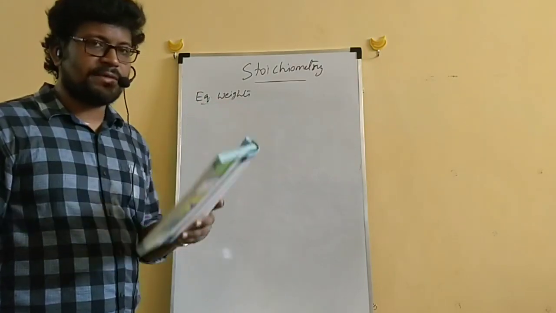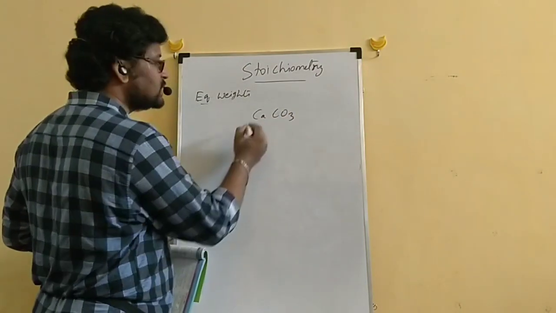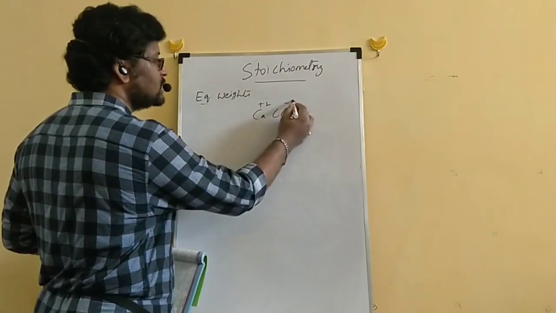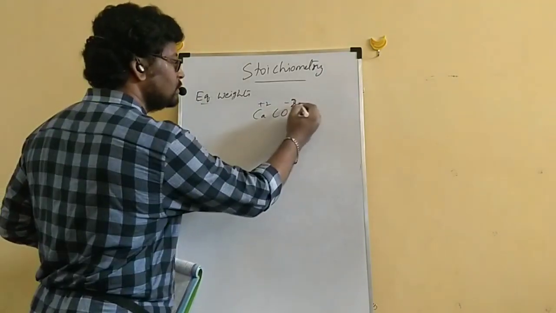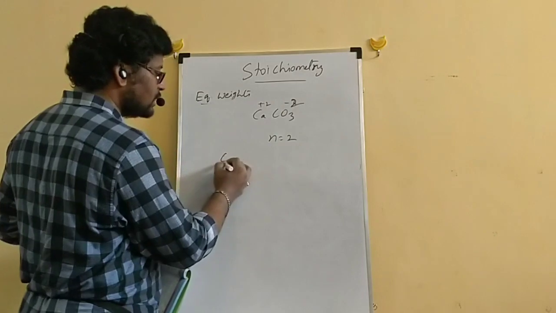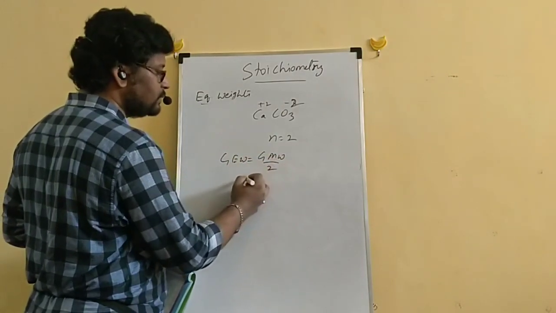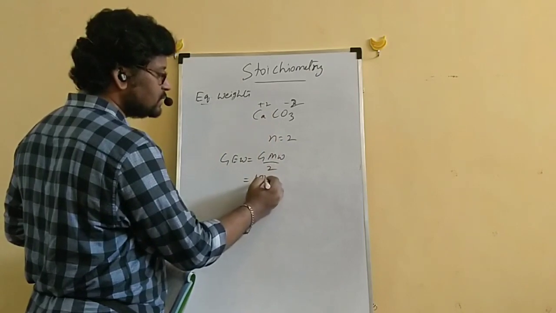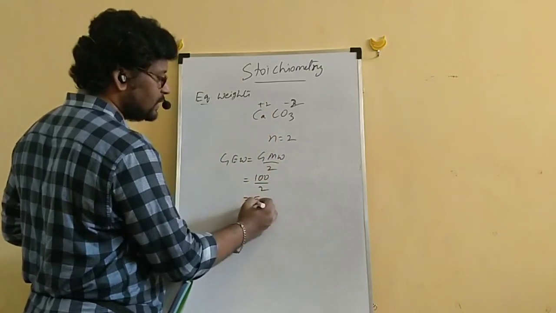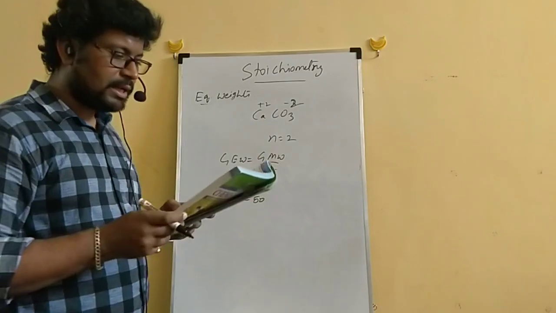Equivalent mass of CaCO3. What is the charge present on calcium? Plus 2. CO3 is minus 2. So n is equal to 2, and gram equivalent weight is equal to gram molecular weight divided by 2. Gram molecular weight of CaCO3 is 100. 100 by 2 is 50. That is the answer. 50 is option 2. Okay, next.